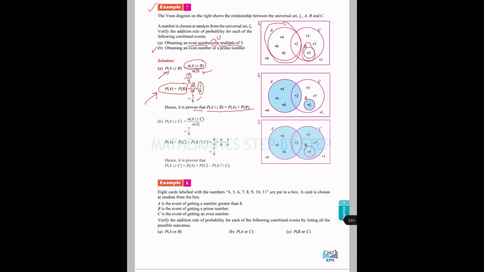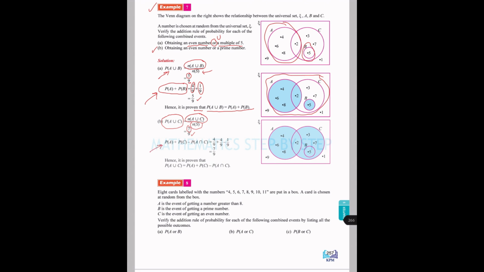In this case, it is non-mutually exclusive. We can see that there is an intersection between set A and set C now. Again, we first find the probability of getting A union C. The probability of getting A union C is the number of elements in A union C divided by the number of elements in the sample space. The number of elements in set A union C is here. We can see there are 7 of them, so 7 divided by 9.